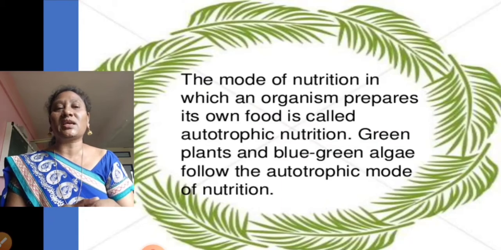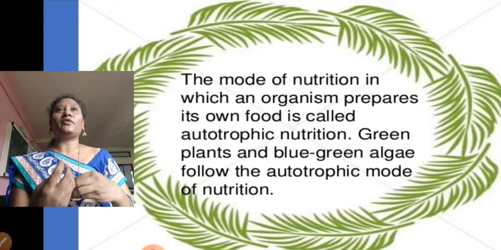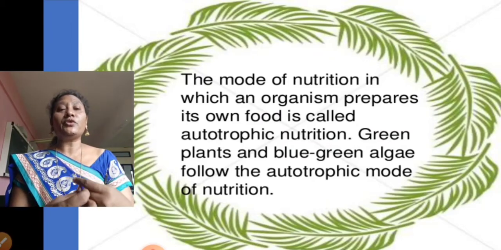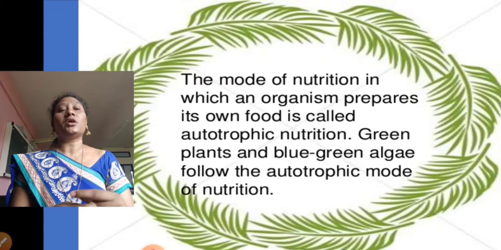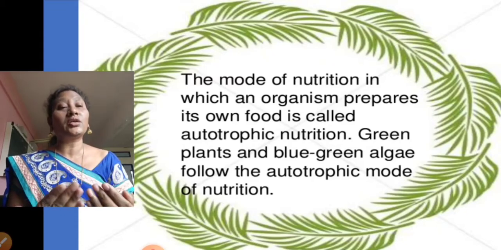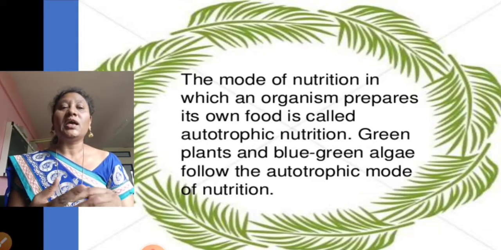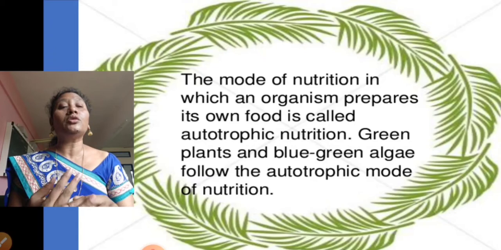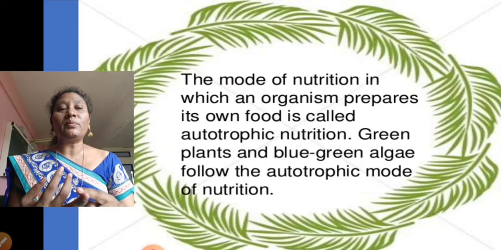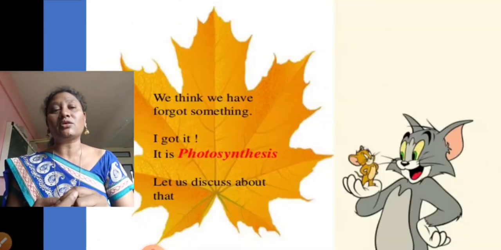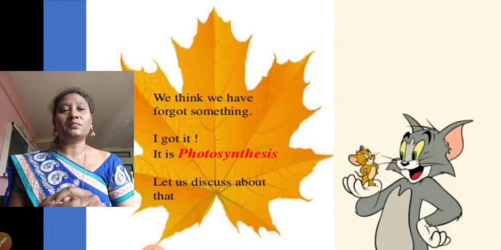Autotrophic: auto means self. These are organisms which are able to prepare their food by themselves. Such a type of nutrition is called autotrophic nutrition. The mode of nutrition in which an organism prepares its own food is called autotrophic nutrition. Green plants and blue-green algae follow the autotrophic mode of nutrition. What are the examples? All the green plants and the blue-green algae can prepare their food.